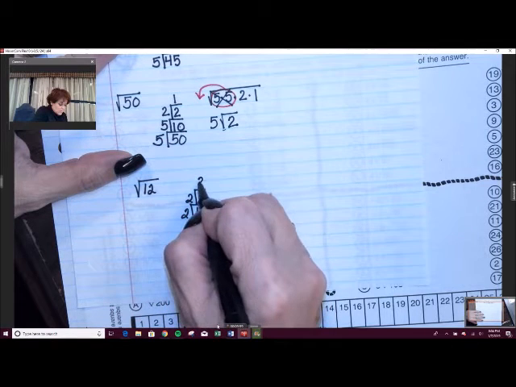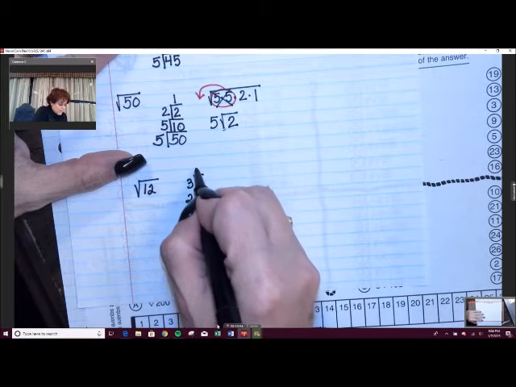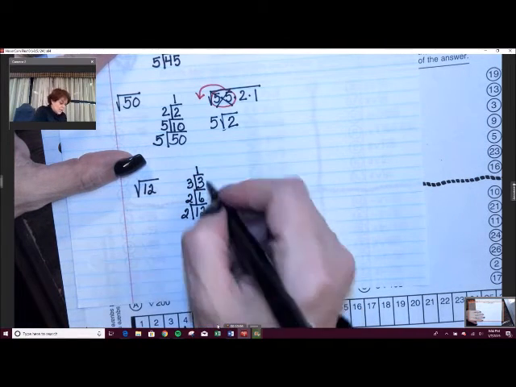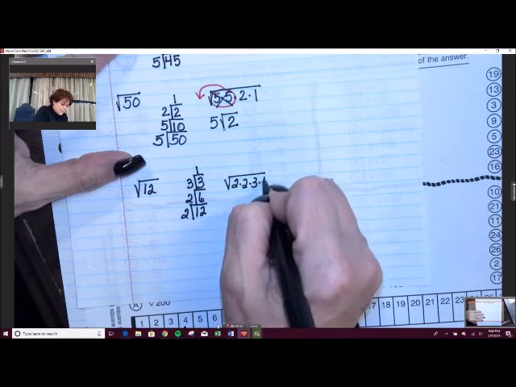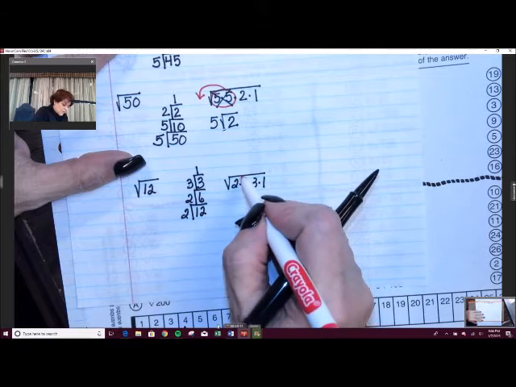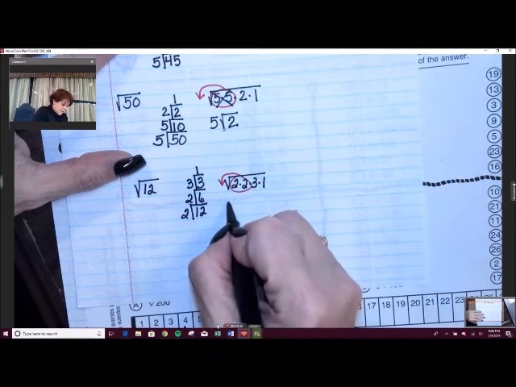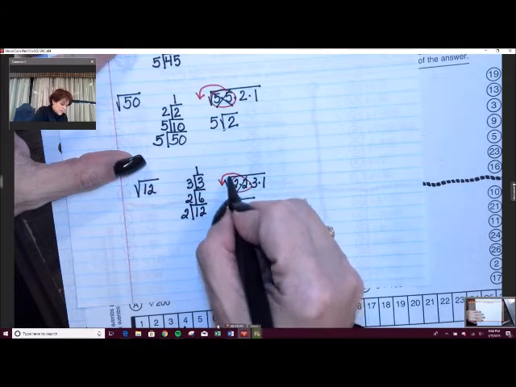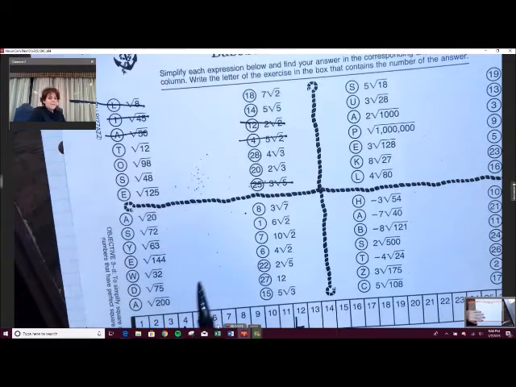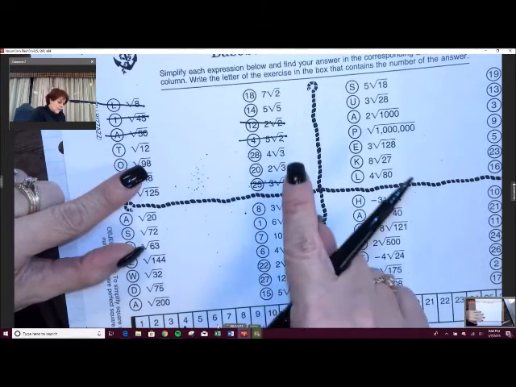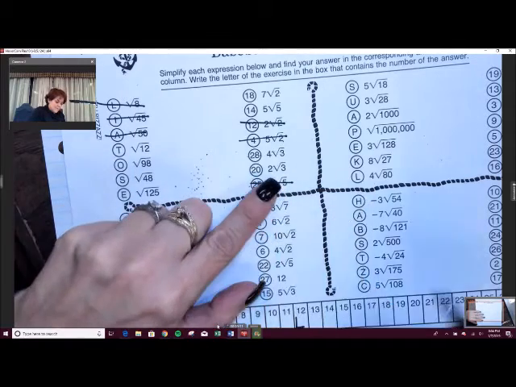2 goes into 6, 3. Can't use 2 again, but I can use 3. It's a prime. 3 goes into 3, 1. There's my birthday candle. All right, so 2 times 2 times 3 times 1. Circle up the ones that match and bring it out to the front. So 2 square roots, those are gone. 3 times 1 is 3. So 2 square roots of 3. So 12 is 2 square roots of 3, so 20 is T.